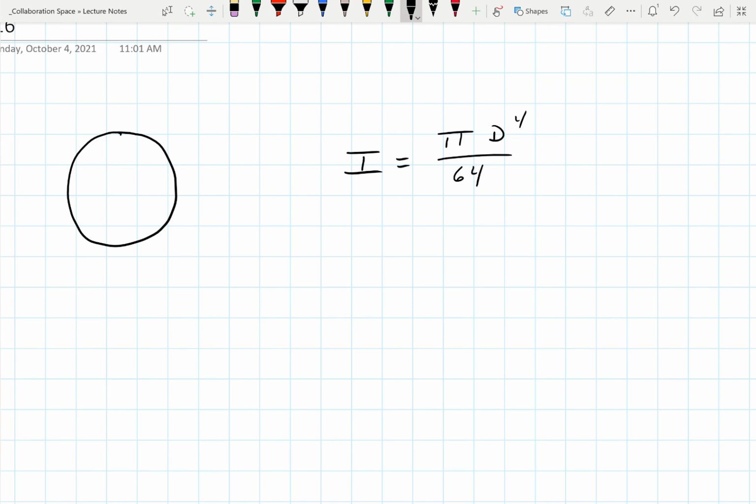But there is a value that's pi d to the fourth over 32. It's the polar section modulus when we do torsion. Cool. That would be J. All right. Area, as long as we're at this. Area of a circle, folks.